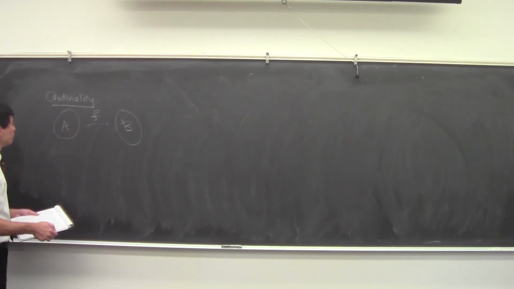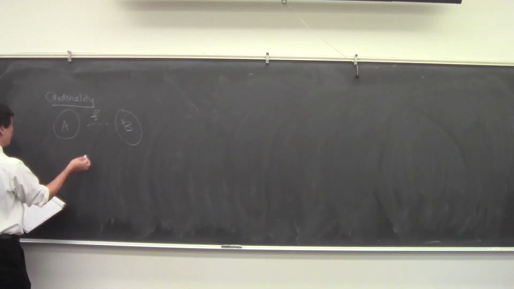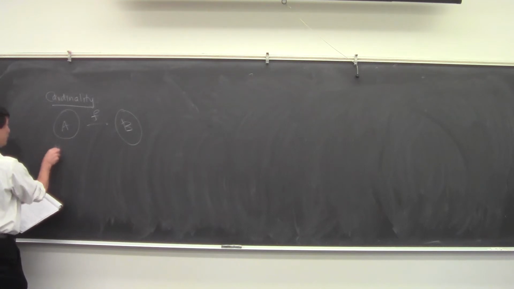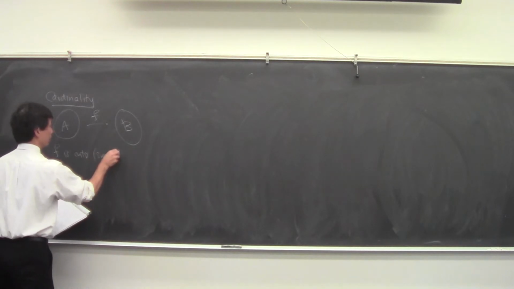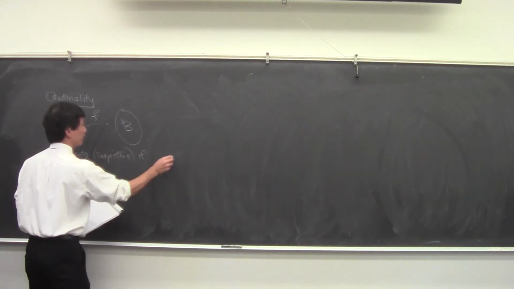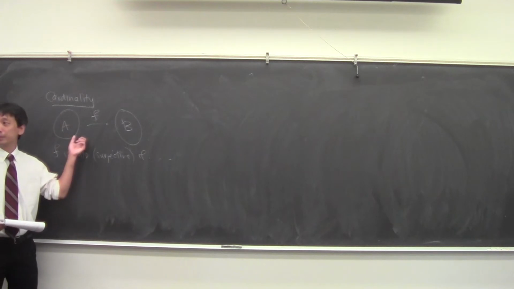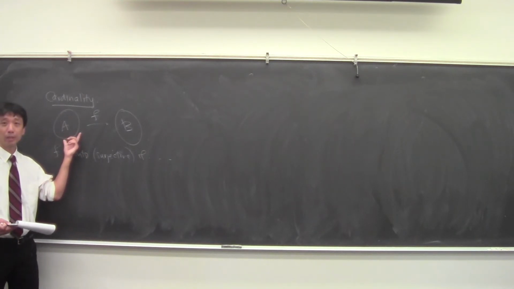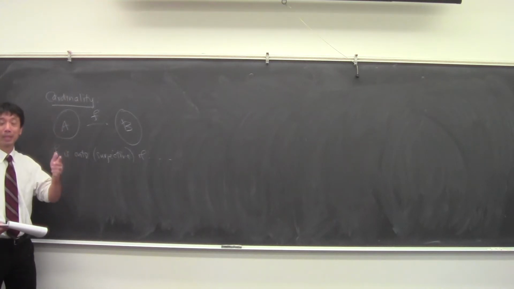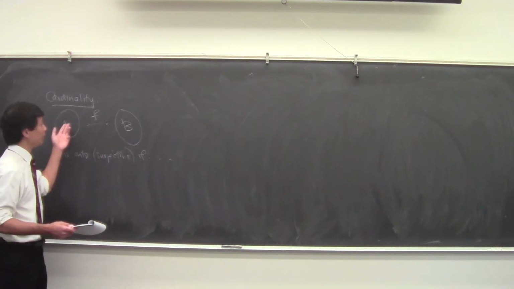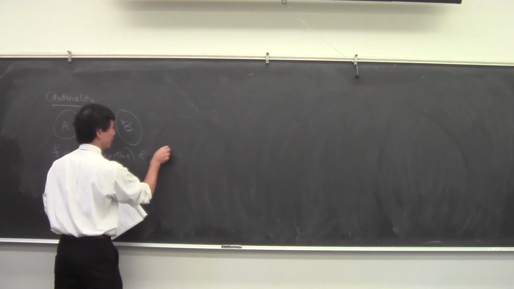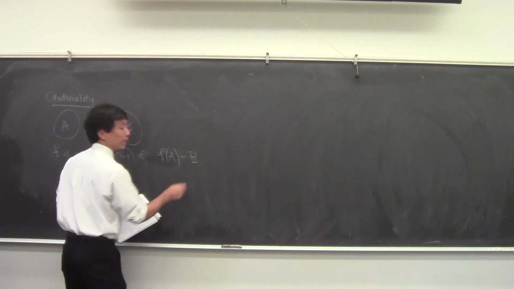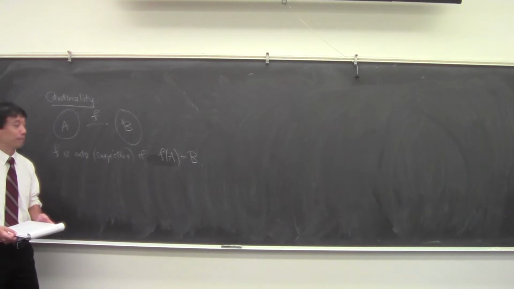And remember that we say f is onto, or surjective, if what happens? What does onto mean? Every element in B is hit by some element in A. Briefly, if the image of A is all of B.